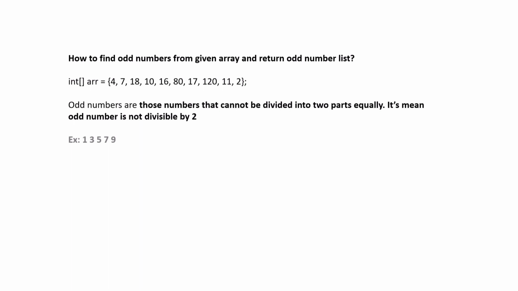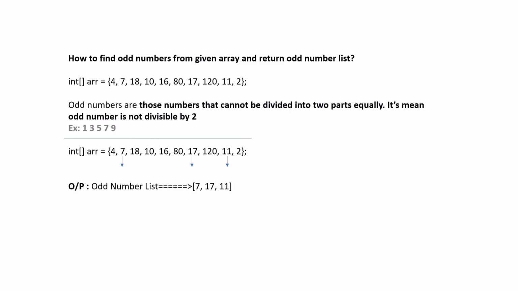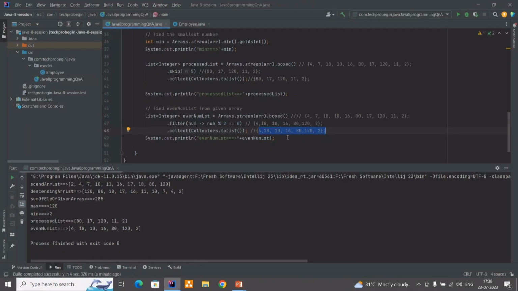As part of the example, 1, 3, 5, 7, 9 are the odd numbers, and we can see 1 we cannot convert into two equal parts, 3 also we cannot, so those are the odd numbers. In the given array, 7, 17, 11 are the odd numbers, and in the result we expect like this. So let's jump to IntelliJ and we can copy as it is.